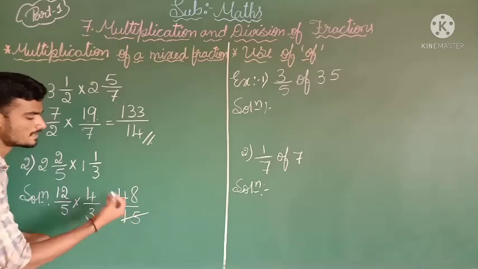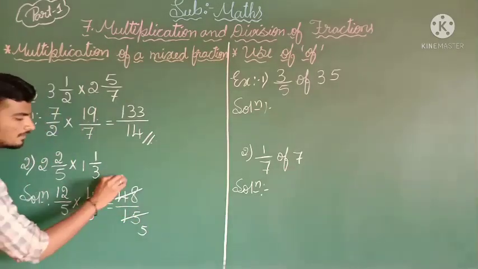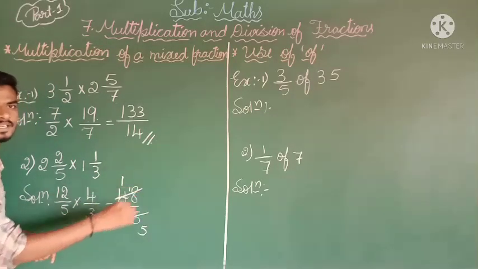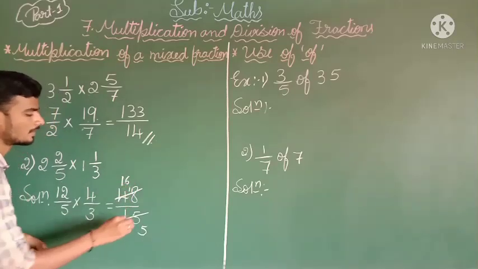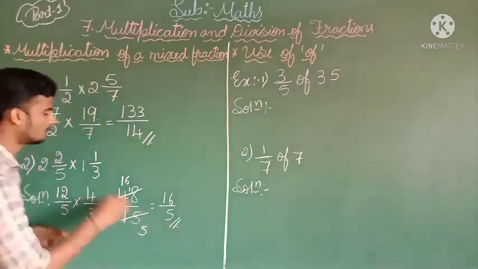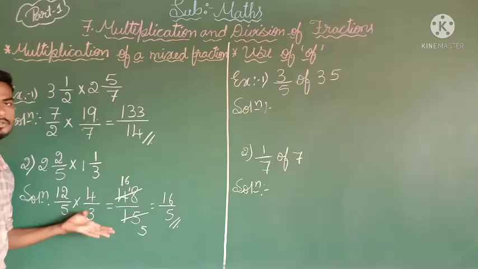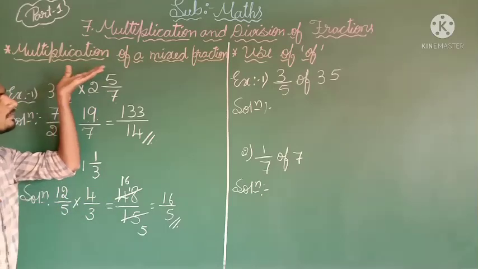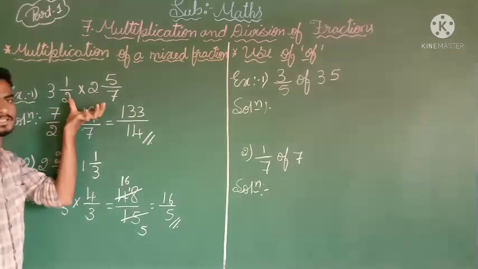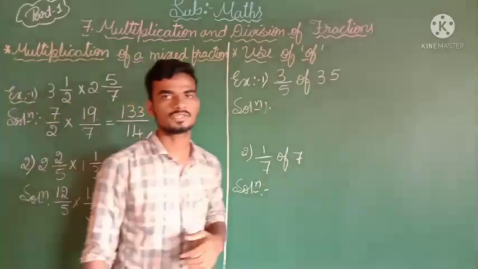See, 3 how much are 15? 3 5s are 15. Then 3 how much are 48? 3 1s are 3. Okay, here 1 remains, it becomes 18. 3 how much are 18? 3 6s are 18. Okay, so 16 by 5 is our solution for this question. Okay, in this way you have to follow to solve multiplication of mixed fractions. If both are mixed fractions, you follow this step to find a solution.